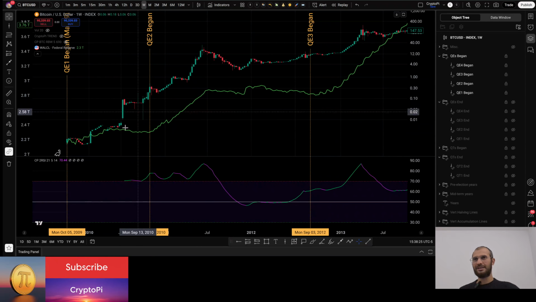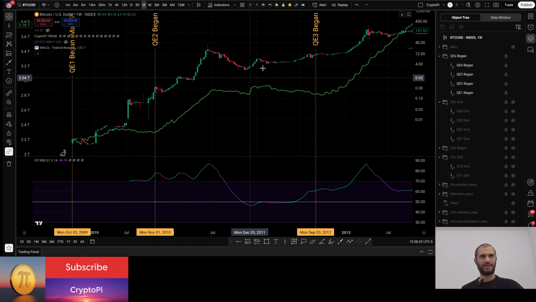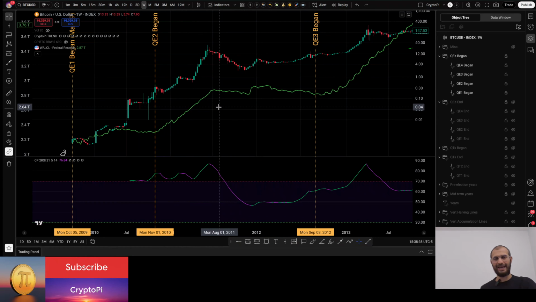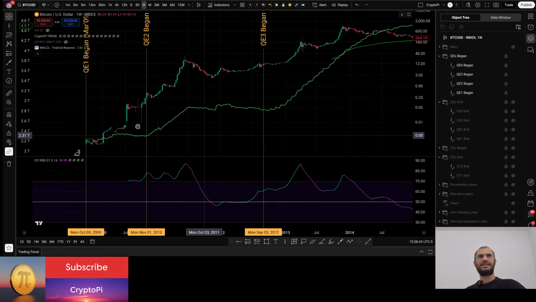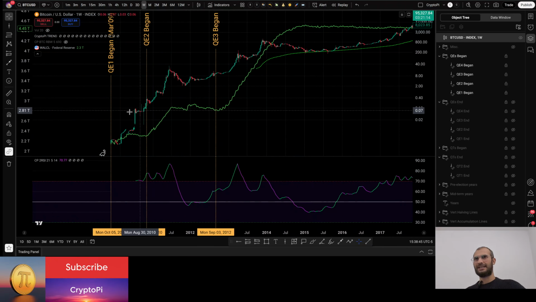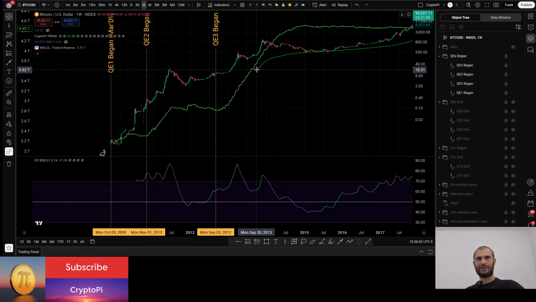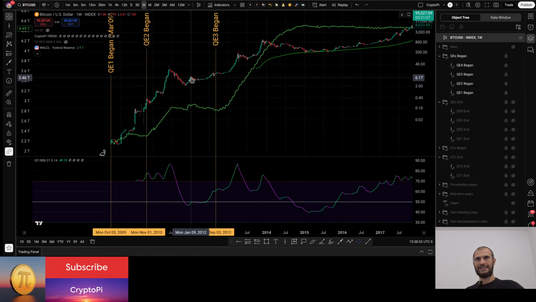The market was still not very mature. But later, in the next phases of quantitative easing, the market had matured good enough. Bitcoin had already gained some traction. And what we see here is that before the 200-week moving average even comes into existence, we already had 3 quantitative easing phases.